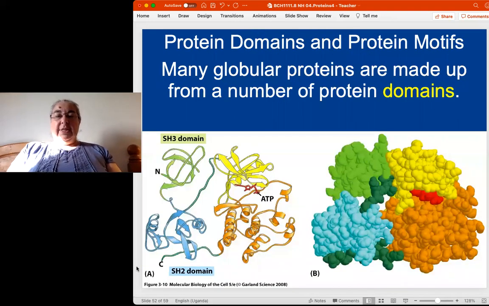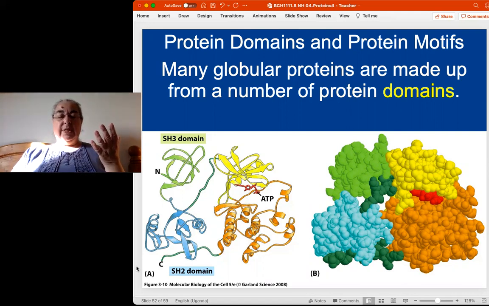Okay, so I just wanted to say a few words about some other words that are used to describe protein structure that you might come across as you look in the textbook. I'm going to talk about protein domains and protein motifs. A protein domain is a name given to one part of a protein that tends to have a particular structure and function.